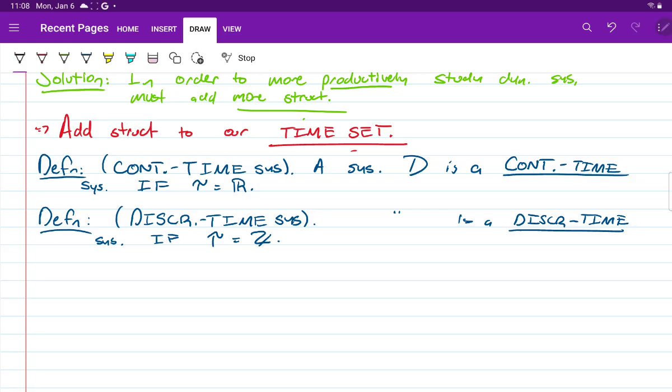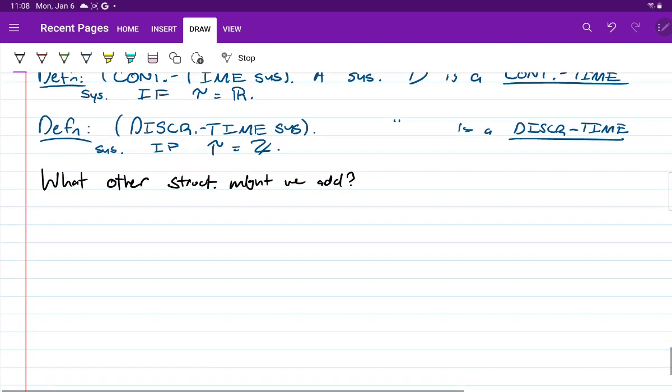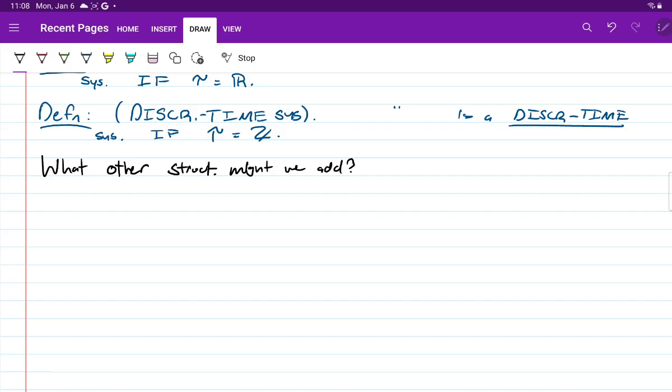So what other structure might we want to add? Well, so far we've been talking about structure to do with time, right? Let's continue this time theme for a little while. Let's consider the falling rock, all right? Let's see if we can pick out any structure that we haven't already outlined that this falling rock system satisfies.